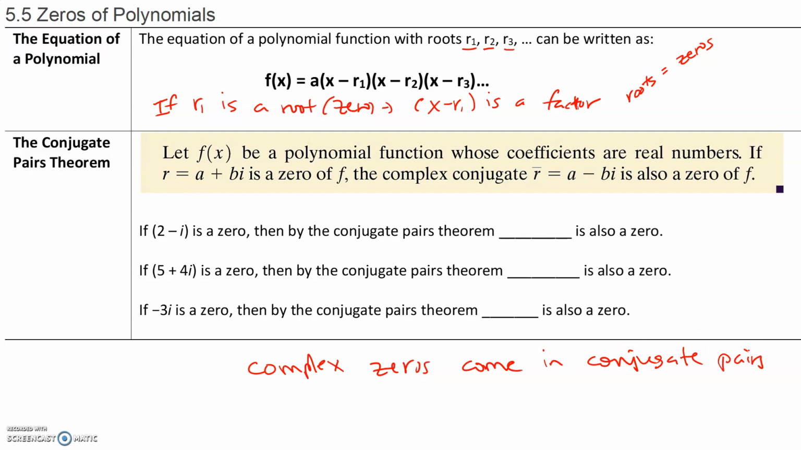Conjugate pairs are a plus bi, a minus bi. For example, if 2 minus i is a 0, then its conjugate 2 plus i is a 0 as well. If 5 plus 4i is a 0, then 5 minus 4i is also a 0. If negative 3i is a 0, we write that as 0 minus 3i, then its conjugate, which is 0 plus 3i, or just 3i, is also a 0. So complex zeros always come in conjugate pairs.